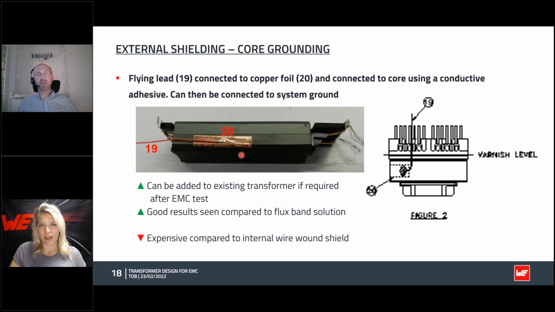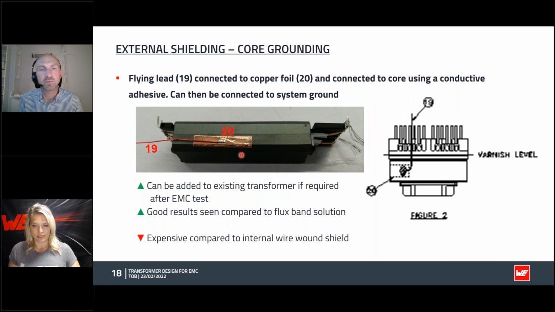Excellent. Now we do have quite a few more questions rolling in, and I promise we will answer them, but it will be after the webinar. We have time for one more question here. This person is wondering, is inner winding capacitance a bigger contributor to emissions than leakage inductance?